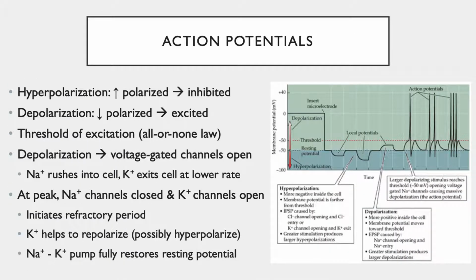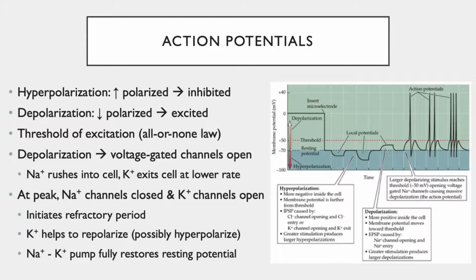Okay, moving on to action potentials. So we talked about the term polarized, which refers to the fact that the neuron is at rest. Two other important terms to know are hyperpolarized and depolarized. Hyperpolarization refers to when the inside of the cell becomes even more polarized, which means even more negative in comparison to the positive external cellular environment. We would say that that neuron is inhibited because it is further away from initiating an action potential.